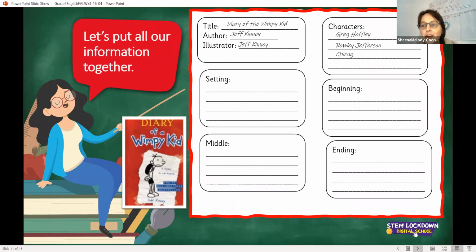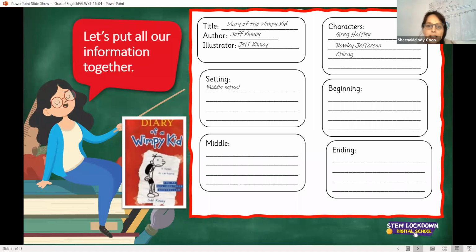Chirag. Remember when we spoke earlier about the favorite part? We mentioned Chirag's name. So don't forget that one. Good, Dan. Good. Well done. Good, good, good. I'm loving this. Awesome. So far, so good.